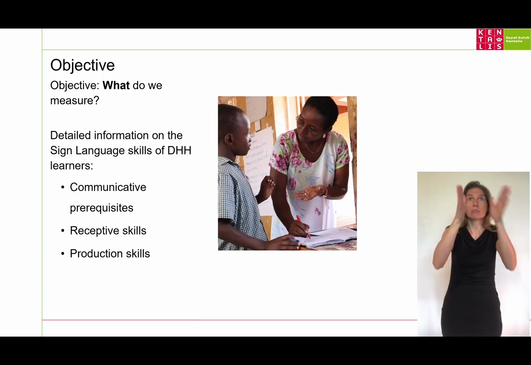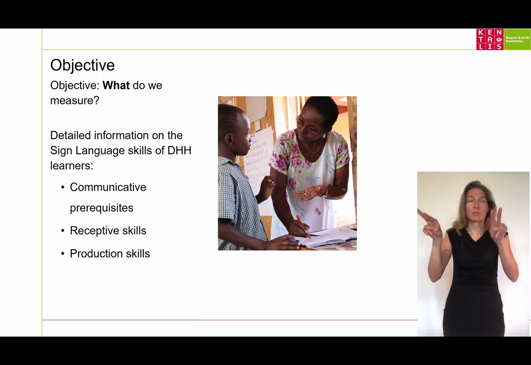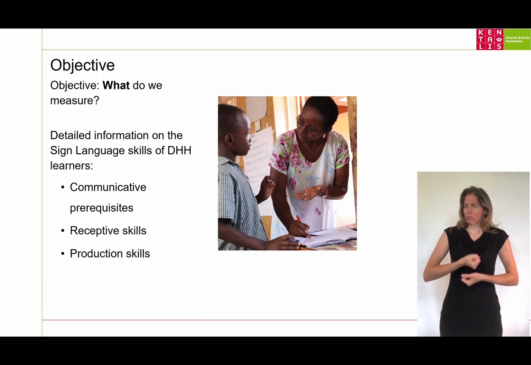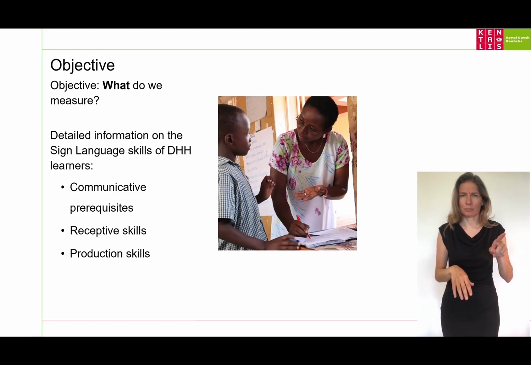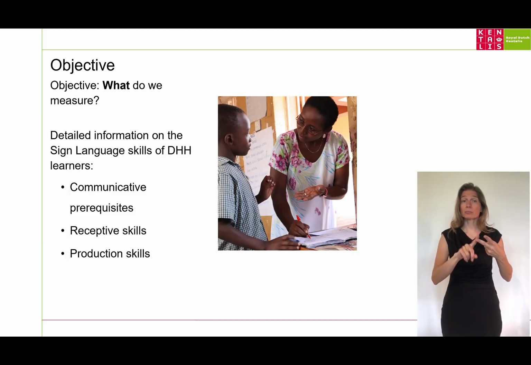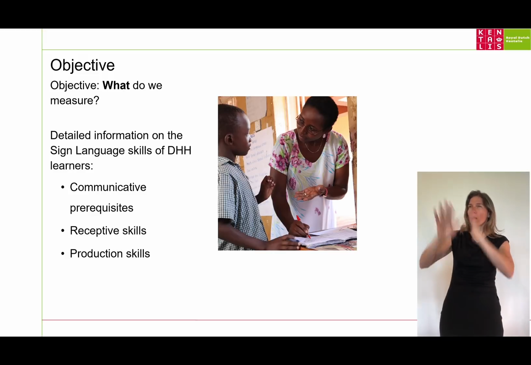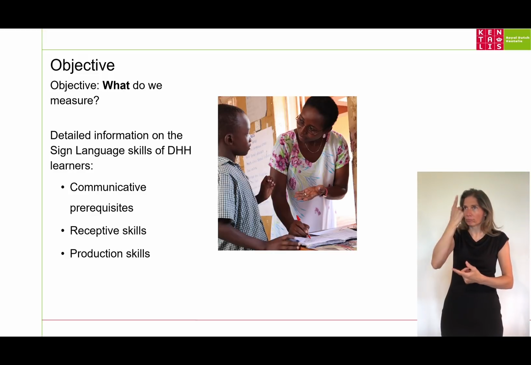For example, being able to divide their attention or expressing likes and dislikes when they don't want something or when they do want something. The second category is receptive skills. So their understanding of the language used around them.